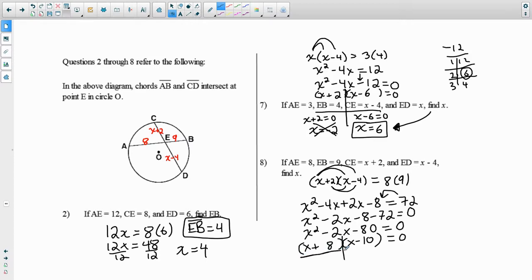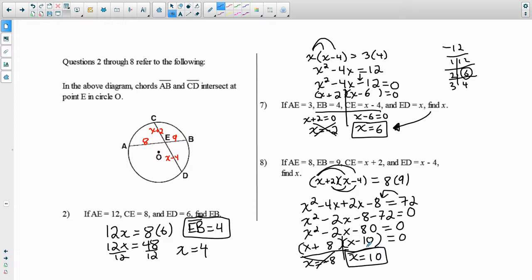And again, we don't have to do that last step. We could just jump to the answers here. X is equal to negative 8, because negative 8 plus 8 is equal to 0. And here it's going to be equal to positive 10, because 10 minus 10 is equal to 0. Again, I am going to reject my negative and accept my positive. And there you have it.